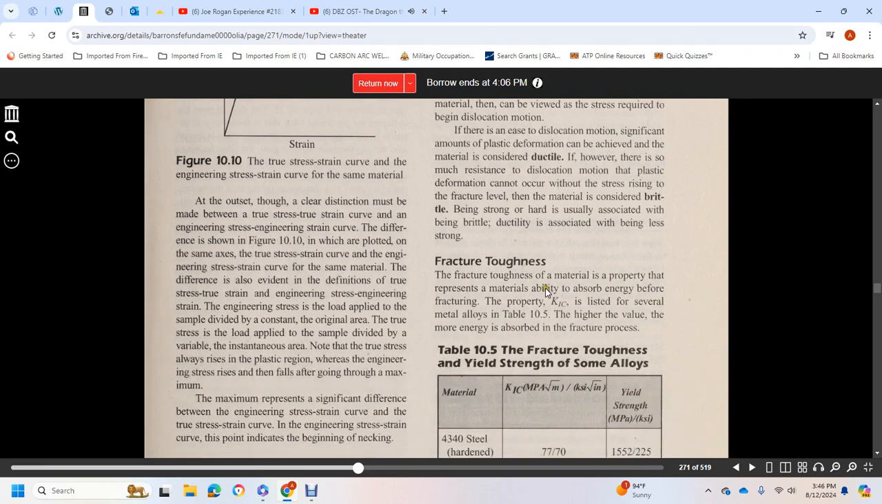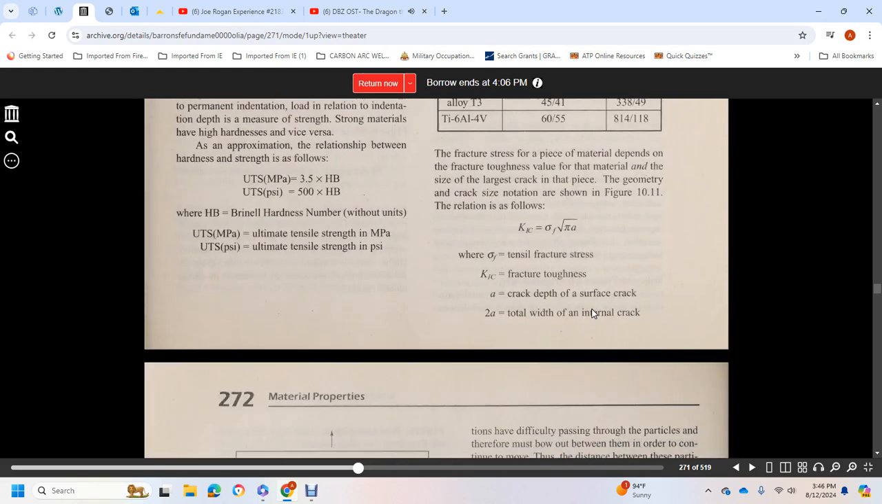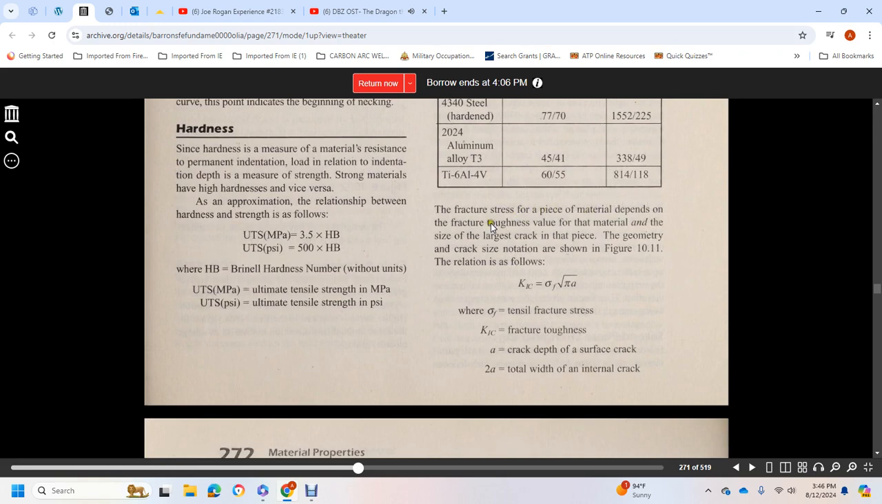Fracture toughness. Fracture toughness is a material property representing the material's ability to absorb energy through fracturing. The K_IC is listed for supplemental alloys in Table 10.5. The higher the value, the more energy is absorbed in the fracture process. The fracture strength of a piece of material depends on the fracture toughness value of the material, the size of the largest crack in the piece, and the geometry of the crack, with size notation in Figure 10.11. The relation is fracture toughness equals tensile stress times F times the square root of pi times the crack depth of the surface crack.